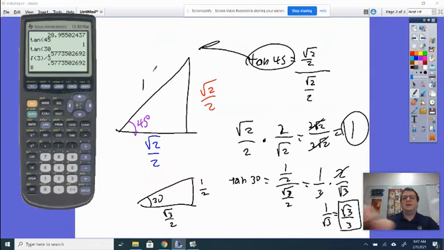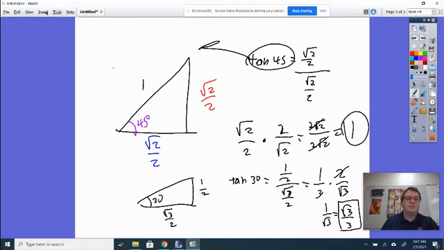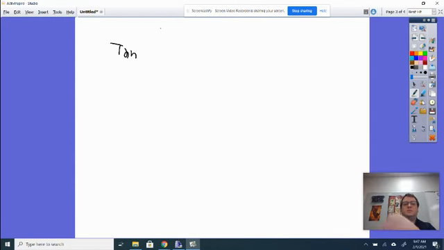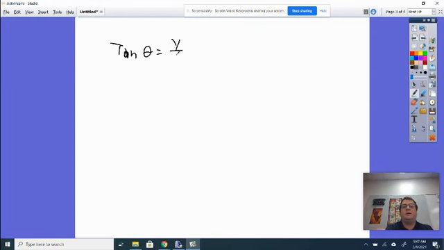Okay, so what we can say from this then is that the tangent of any angle on the unit circle is equal to the y over the x. Okay, or if we want to put that in colors, remember we said the y's are red and the x's are blue. Okay, you can make that any color you want, doesn't really matter, but that's going to give you what you need.